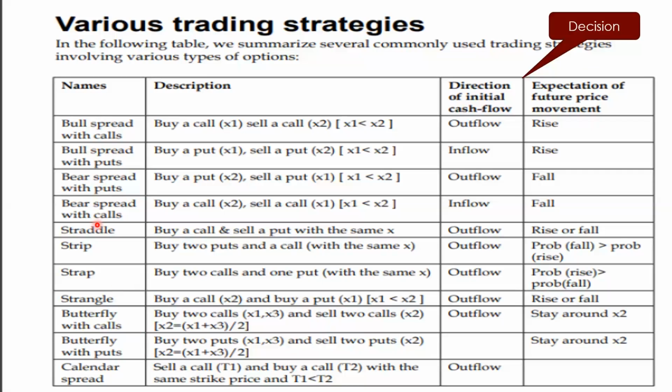Call option, bull spread. I think you know about call options and put options. Then bear spread, straddle, strip, strap, strangle, then butterfly. Very important thing, butterfly calls, butterfly puts, then the calendar spread. These are all the different trading strategies in case of option Greeks. I hope you have studied them in derivatives.